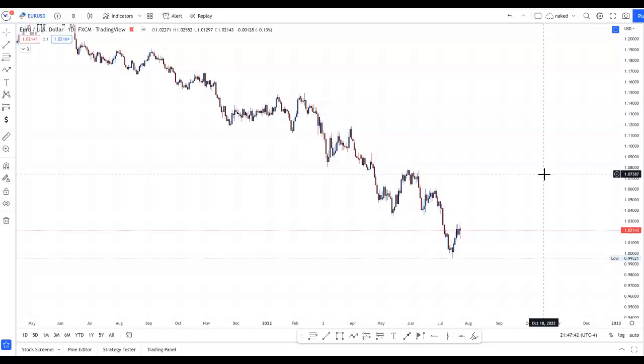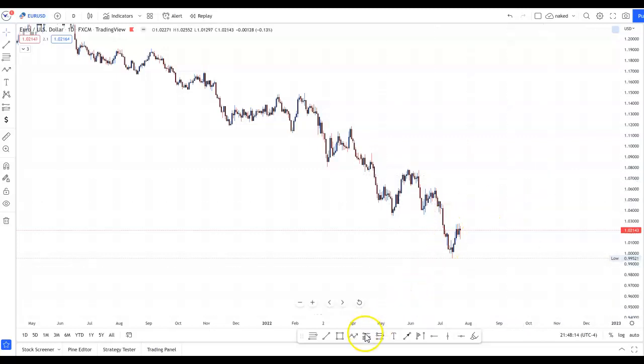All right. So there's a couple terms that I want you guys to understand. I want you guys to understand market structure. I want you guys to understand break of structure. I want you guys to understand the overall trend, which is the higher time frame trend, and also the current trend, which is a lower time frame trend. So in order to be on the right side of the market, guys, the key is to trade in the direction of the higher time frame.